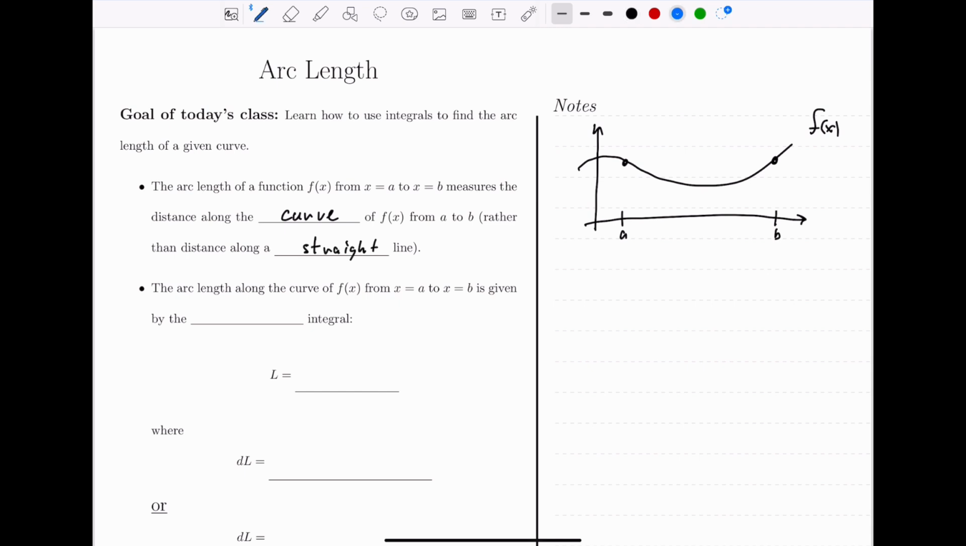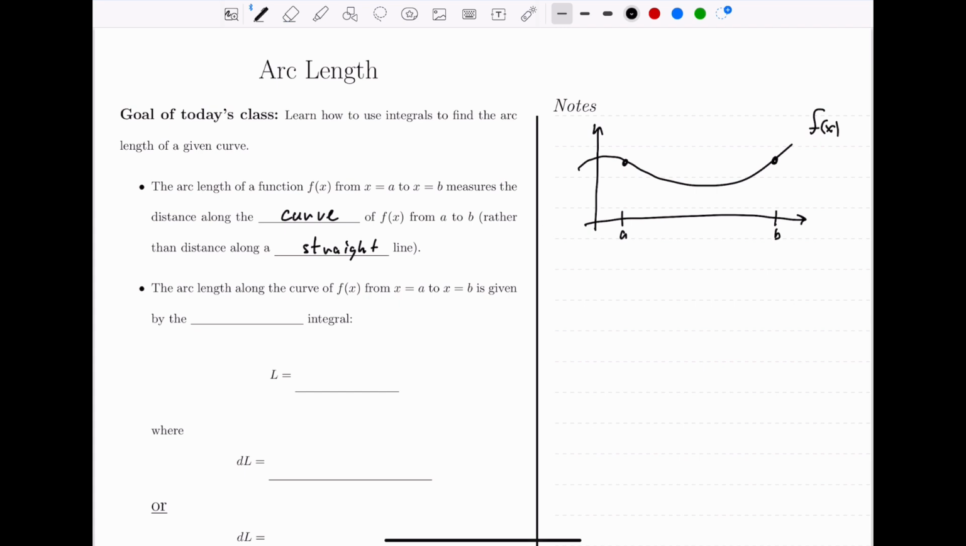So we could imagine taking a piece of string and laying it out and lining it right up with the graph. If we take that piece of string and then move it and straighten it back out, it would be a little bit longer than just the horizontal distance here. We're really interested in the length along the curve, not just the distance linearly straight between these 2 points. So how can we find this kind of a length? How can we find a distance along a curve?